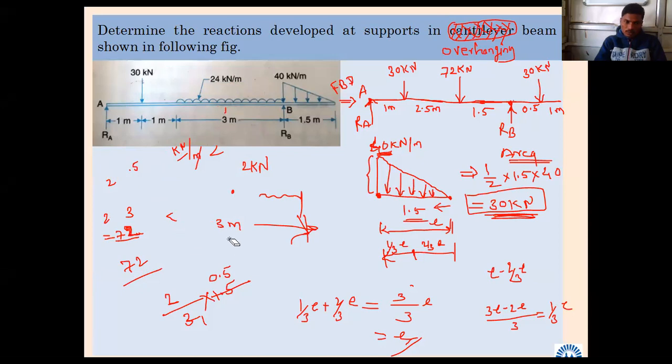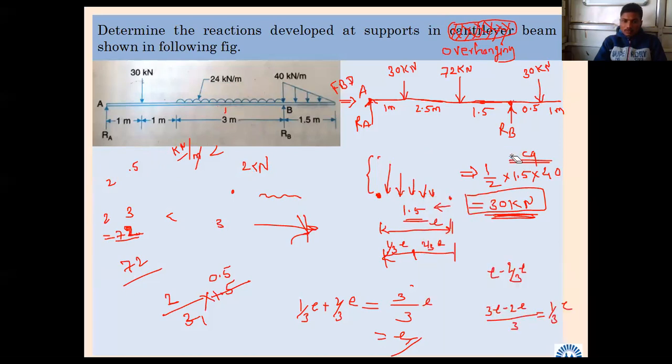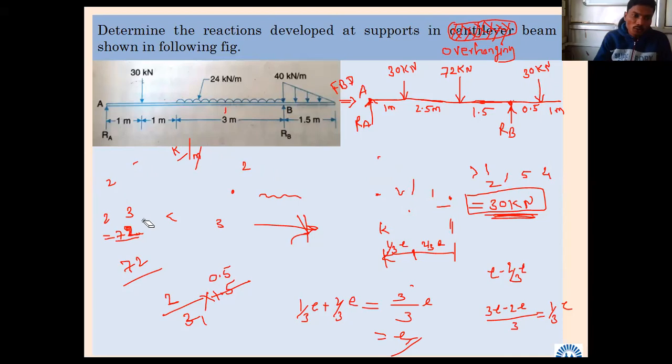Why is it not erasing? I will erase this. You write somewhere if possible. Now apply conditions of equilibrium. Meanwhile, a lot of things are there. If I erase all, it will go, but that is not expected.